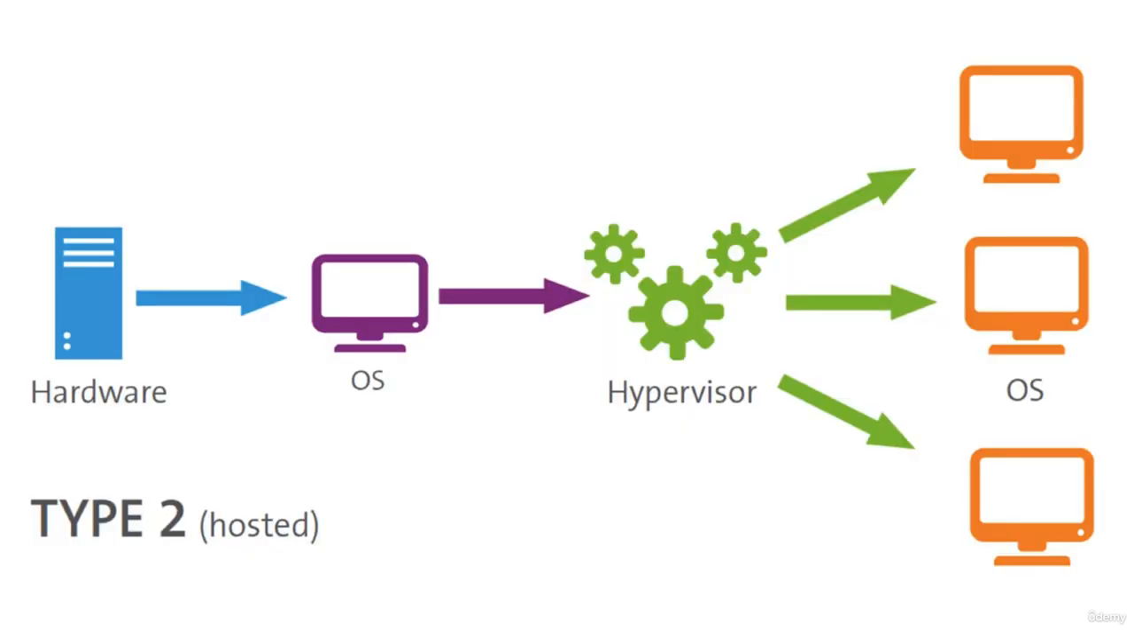Hosted Type 2 hypervisors are also commonplace in test and development environments, as well as multi-platform endpoints, such as PCs that need to run Windows and Mac applications. Now, popular offerings include VMware Workstation, VMware Fusion, VMware Horizon 7, Oracle VM VirtualBox, and Parallels Desktop.